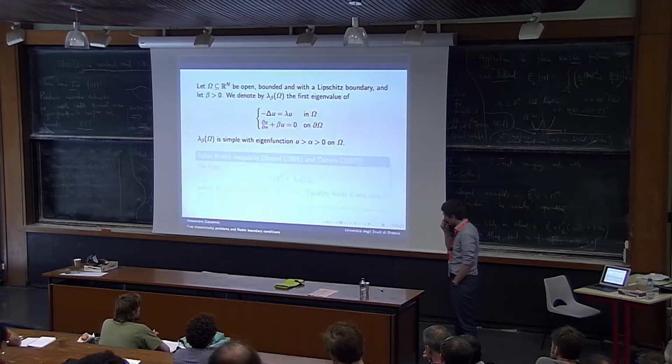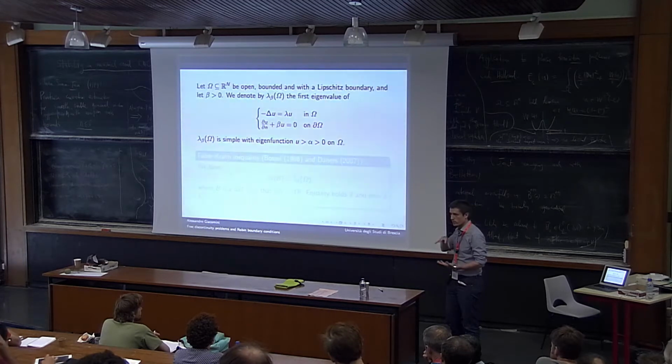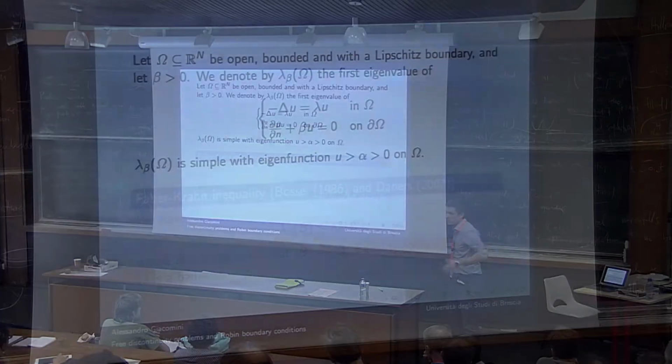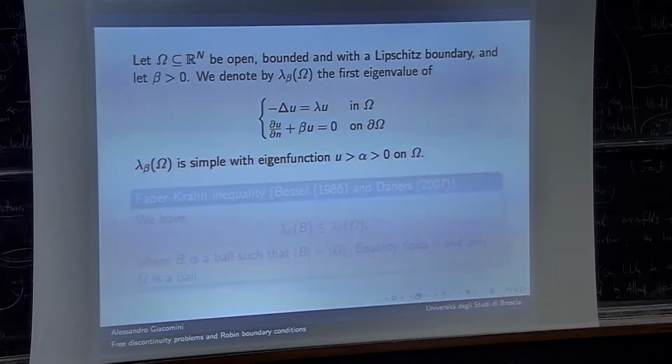For example, what is missing is a simple rescaling formula under dilations for the eigenvalue under Robin conditions, which is particularly useful in the case of Dirichlet. And moreover, what is missing is the monotonicity under inclusion. So in the case of Robin, it's no more true that if you have a domain which contains another domain, the eigenvalue of the larger domain is below the eigenvalue of the initial domain.